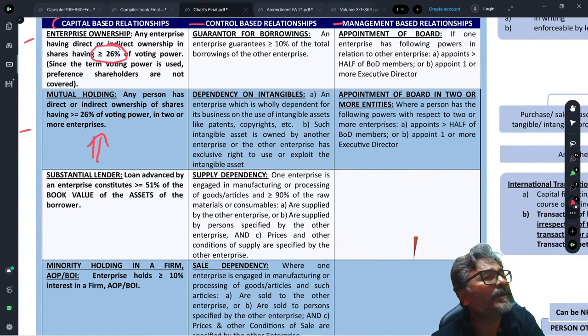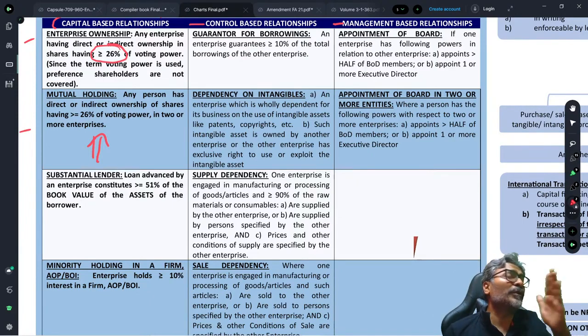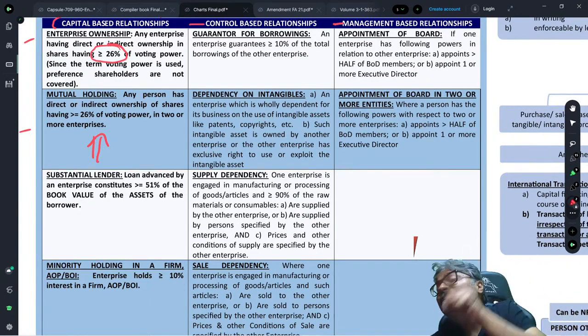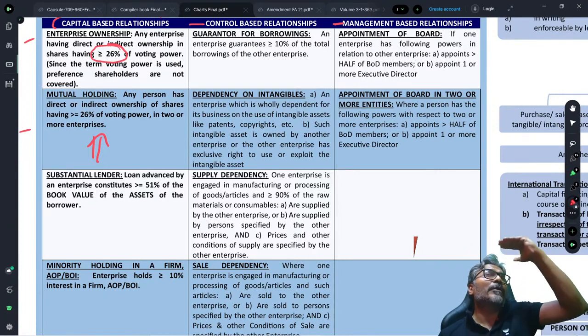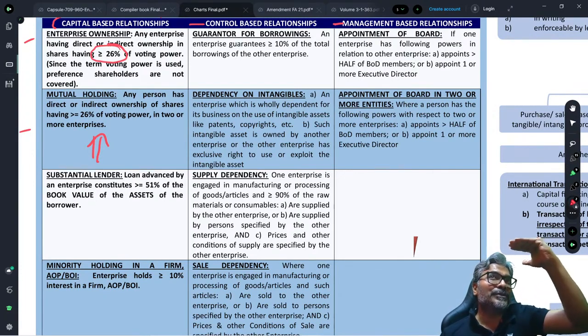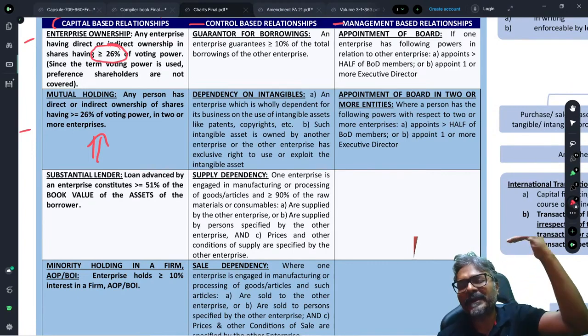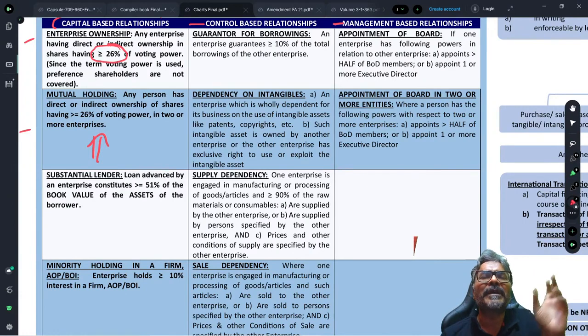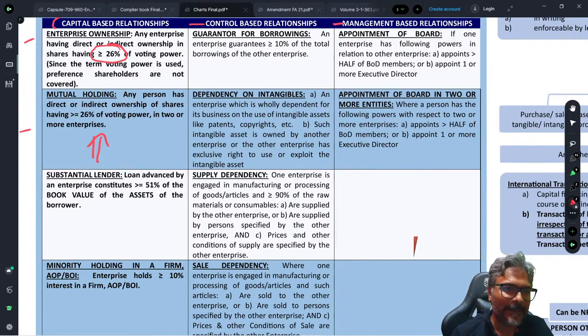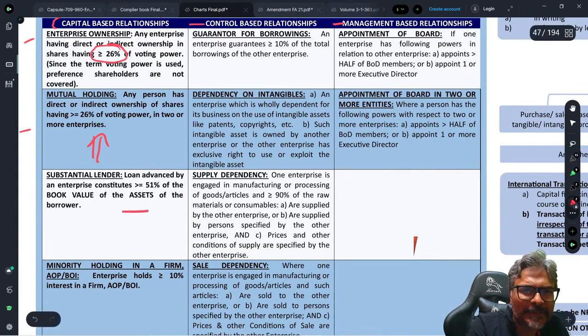Why is it so? Because A holds in B 26% or above voting power. A also holds in C 26% or above voting power. But the fact that both B and C have got this common parent A, which holds in both of them at least 26% or above voting power, this therefore makes both B and C to be an associated enterprise. I hope that all of you are clear with this particular part.